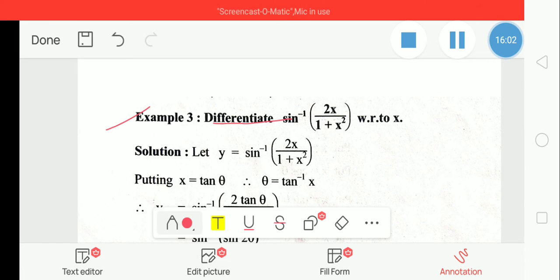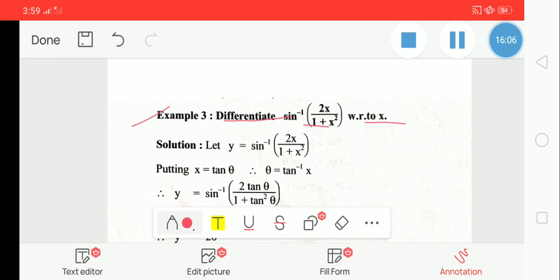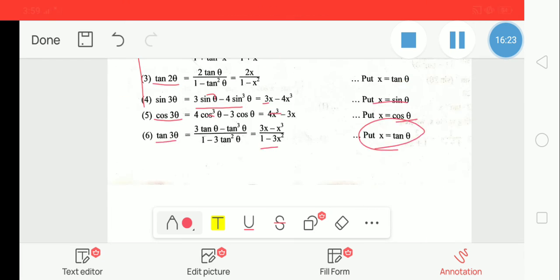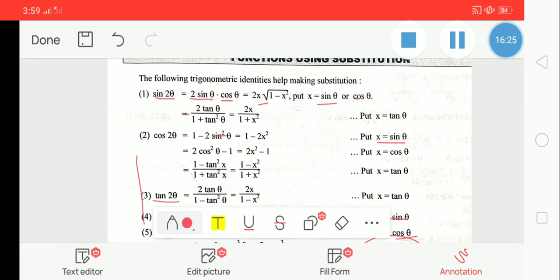Differentiate sin inverse of 2x divided by 1 plus x square with respect to x. So here y is equal to sin inverse of 2x divided by 1 plus x square. So we put x equal to tan of theta, means we use this formula.